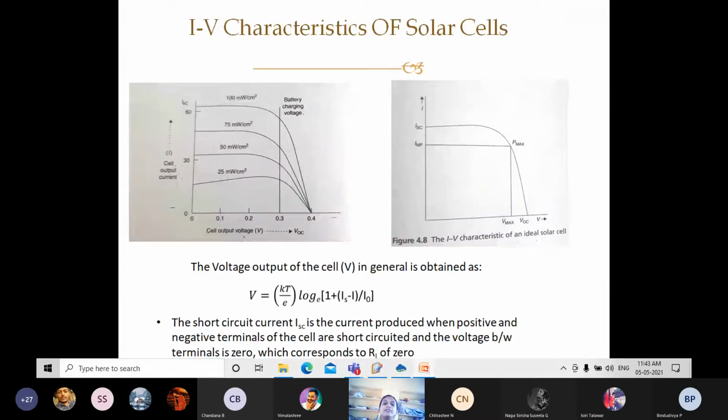Next is the I-V, that is current-voltage characteristics of solar cells. Here there are two graphs: ISC versus cell output voltage, and the next is I versus voltage, that is current versus voltage.